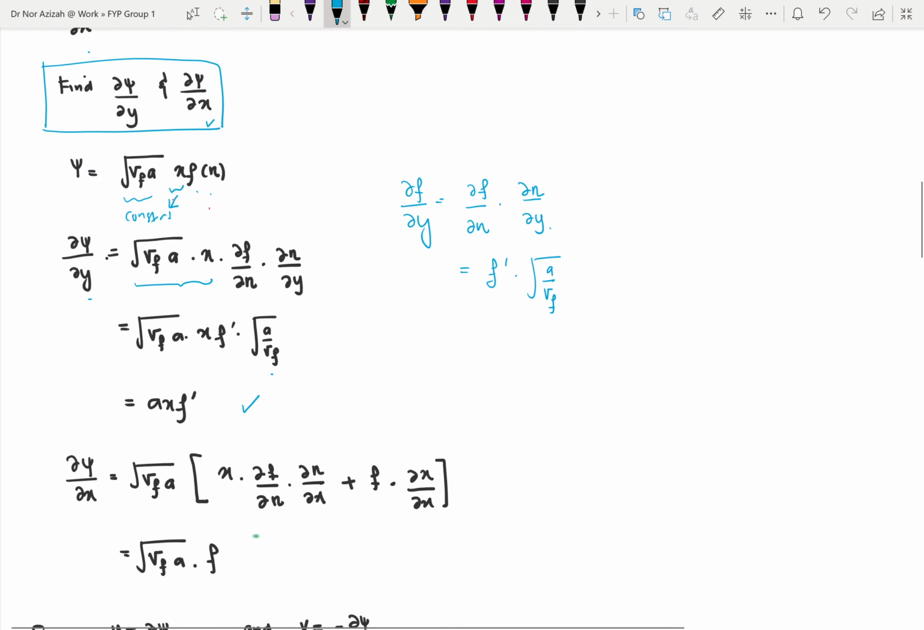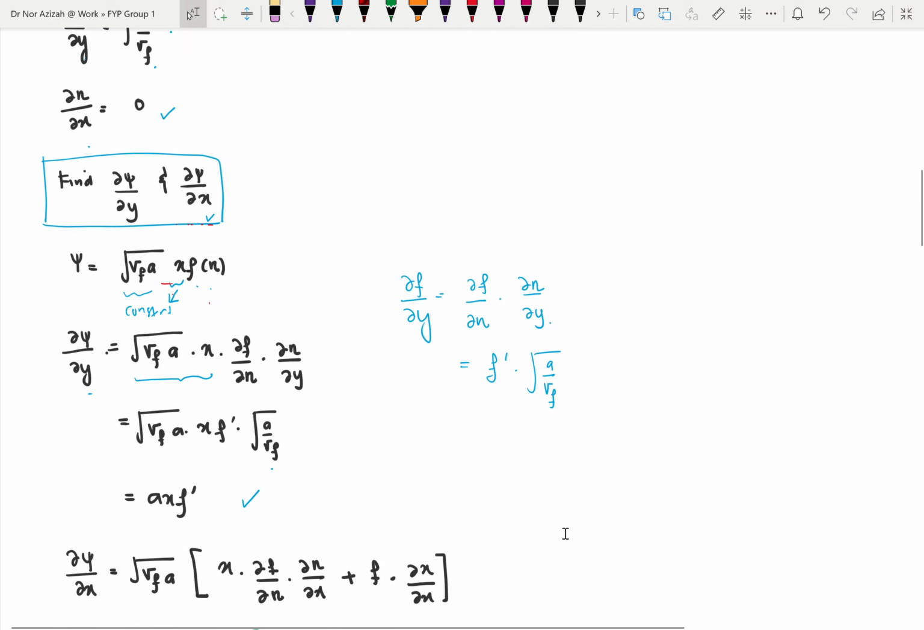Okay. Differentiate psi with respect to x. So here, now x cannot be a constant. So this term, you have two different functions here, so you can treat it as UV. Two different functions means you need to use the product rule to differentiate this term.